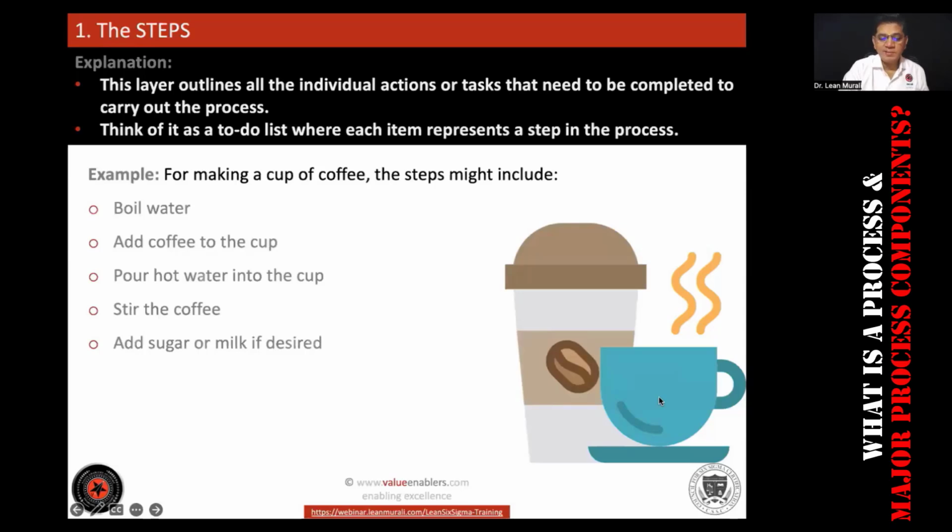Pour hot water into the cup. How many minutes? Stir the coffee. How many minutes? Add sugar or milk if desired. Suppose you want a milk coffee with sugar. Now the question is, what is the total process time? 5.5 minutes. 5 to 7 minutes.